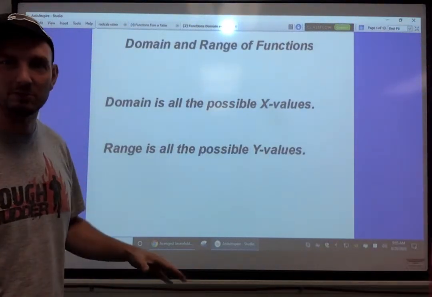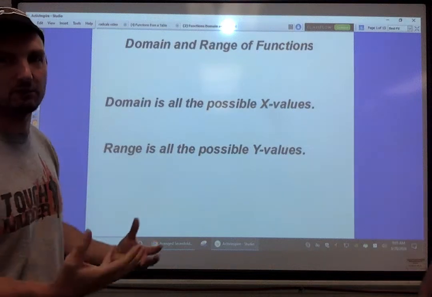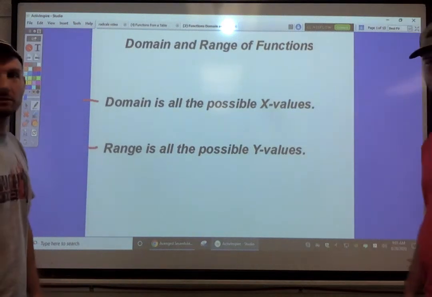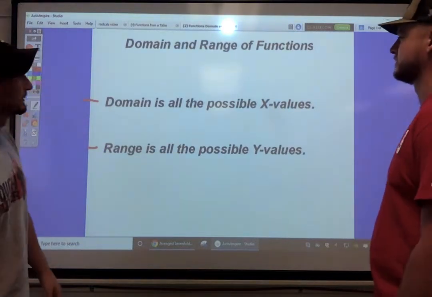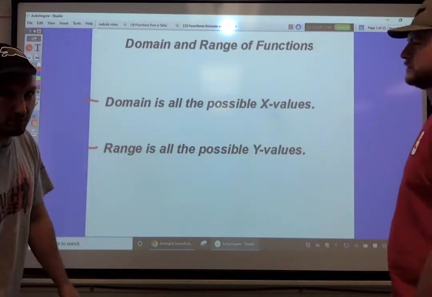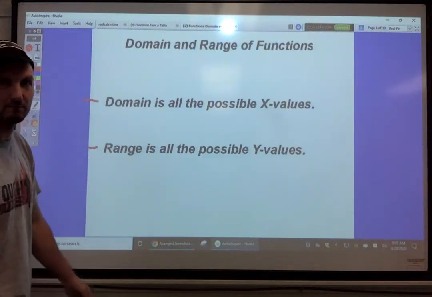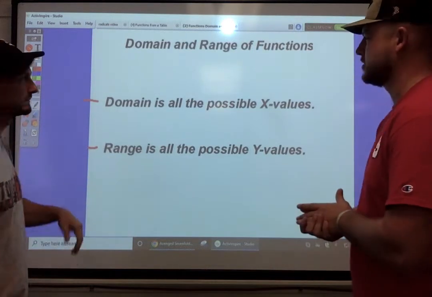Alright, so today's video, domain and range of functions. Don't care about anything else really. Can you figure out what the domain and range are? And here's your first two little notes. Write it down. Domain is all your possible x values. Y is all your range values. Domain is x, range is y.